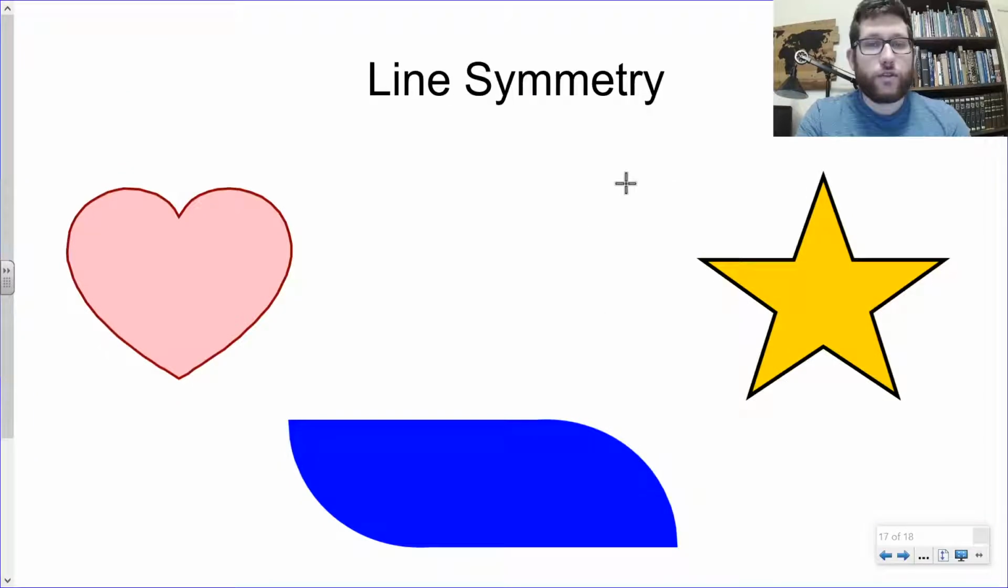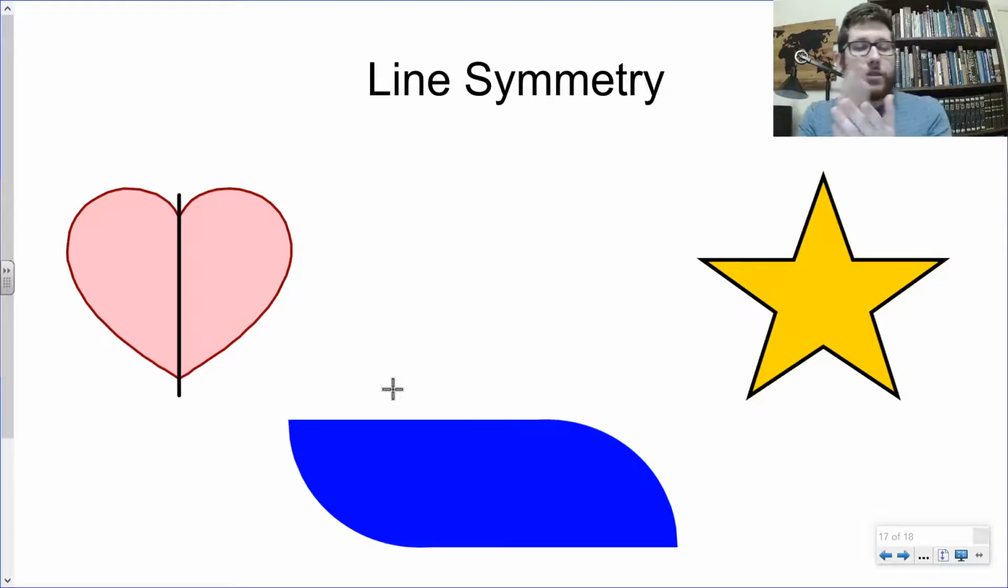When we think about symmetry, line symmetry is probably the place where we would go. The idea of line symmetry is that I can take a line and I can cut an object in half. Then if I took that object that's in half, I could fold it on top of itself, and it would be a perfect image on top.